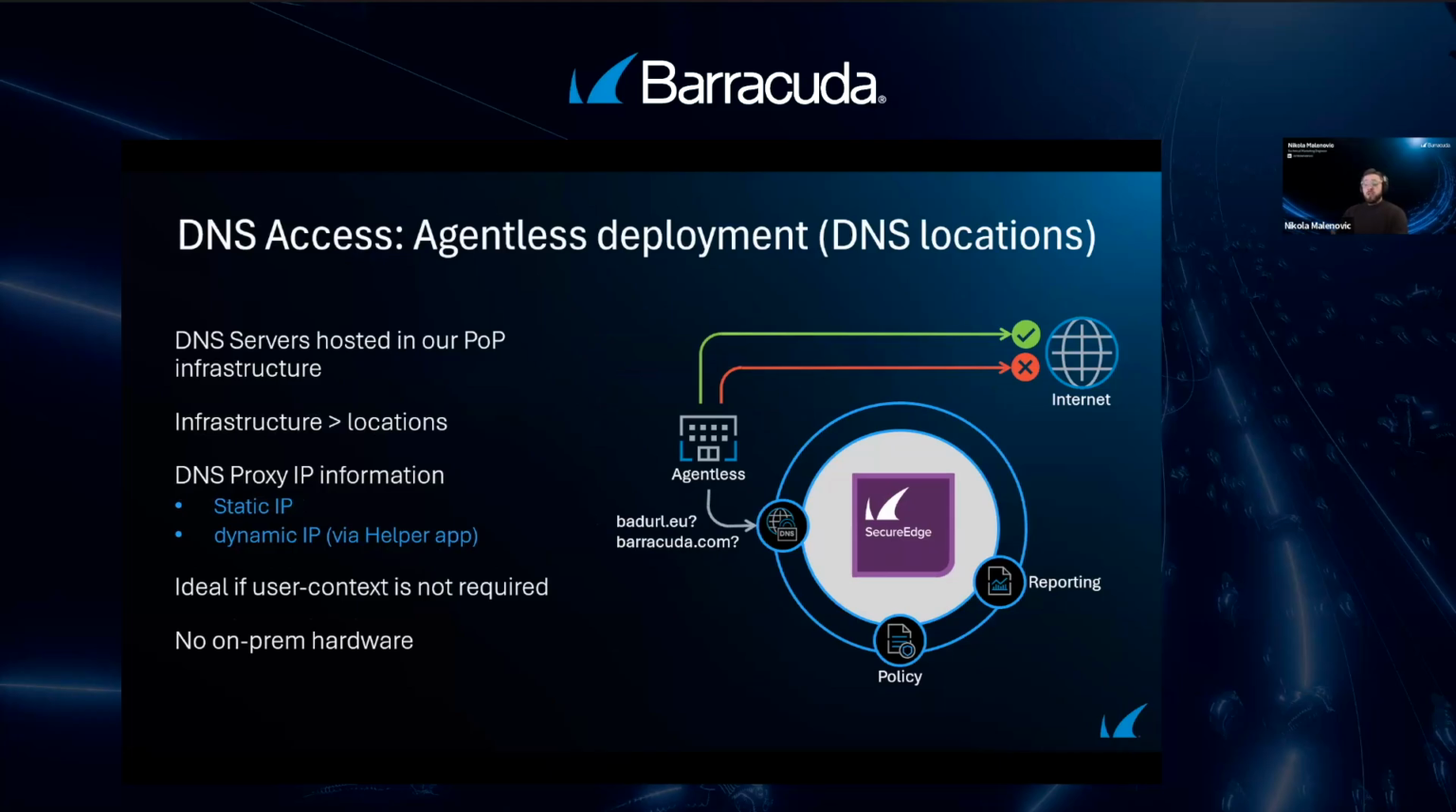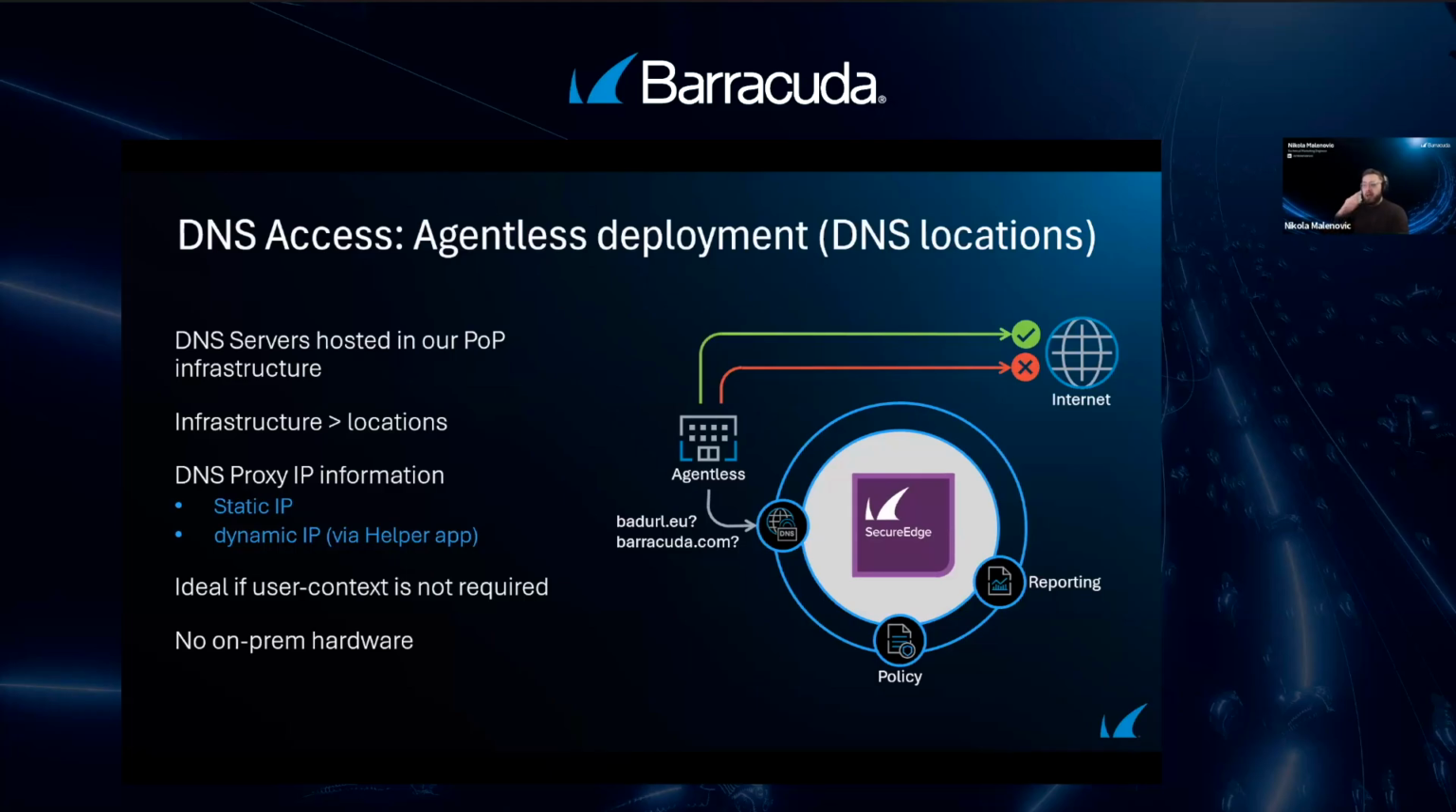We're hosting DNS servers in our global PoP infrastructure, and customers start by defining one or more locations in Secure Edge that represent where their users are physically located. For example, this could be a small company branch, and at each of these locations, there is typically some kind of edge device, like a router or a firewall, with a public IP address or a range of public IP addresses. And these public IPs are then configured in Secure Edge as part of the DNS location setup.